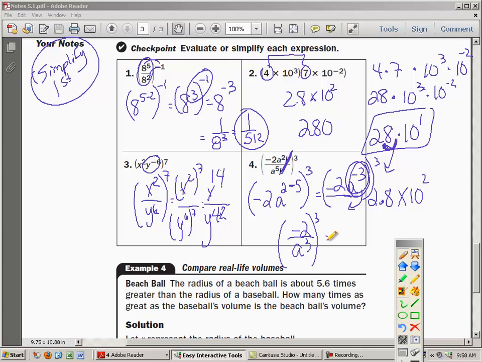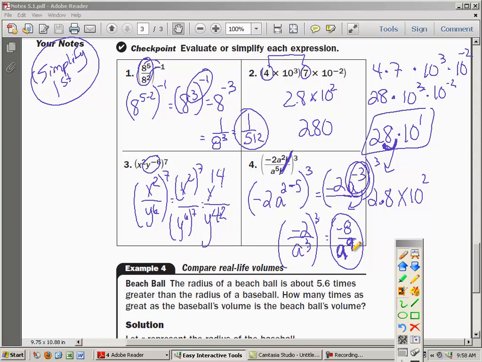And now basically you cube the top and bottom. Negative 2 cubed is negative 8. On the bottom, a to the 3rd becomes a to the 9th, because again, it's power of a power, so we're going to multiply 3 times 3. So it's negative 8 over a to the 9th power. It's kind of hard to tell the difference between my a and my 9, but that's what you got.